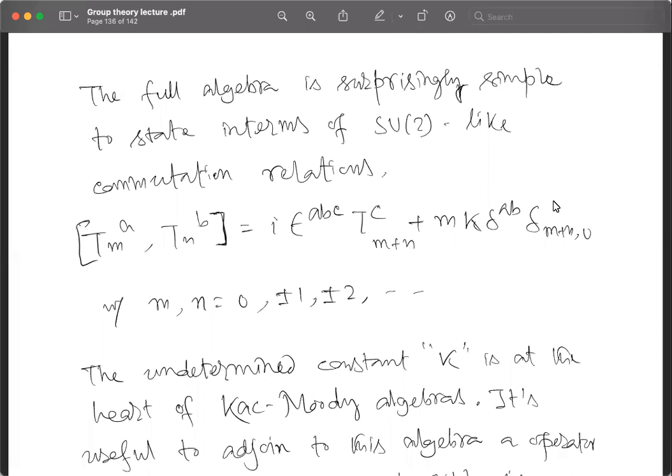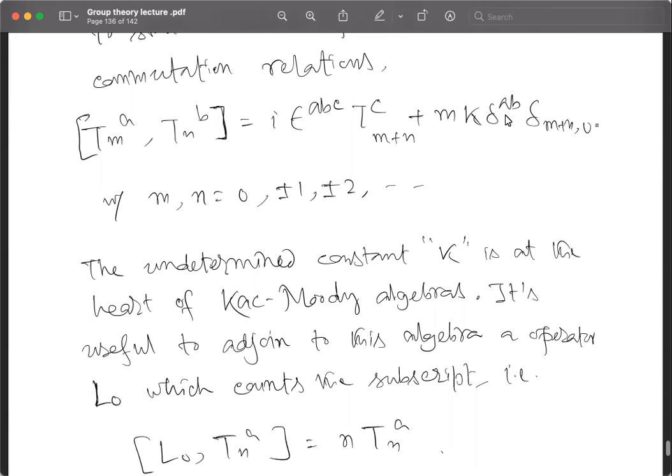Okay? Because no SU2, this type of beta. And so here it relates as the commutator of T^a_m and T^b_n is i epsilon^{abc} T^c_{m+n} plus this m k delta^{ab} delta_{m+n,0}. So if you just ignore this part, this is just the SU2 algebra. Here m and n take values from 0, plus or minus 1, plus or minus 2 and so on.